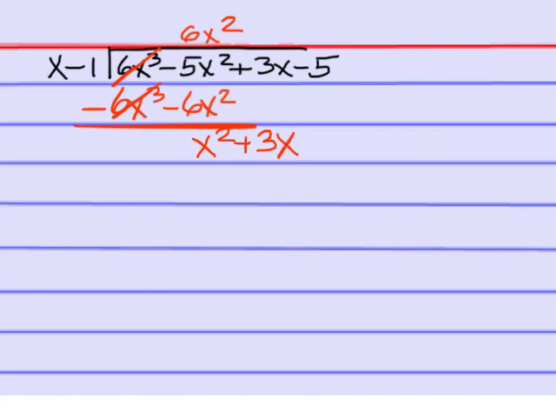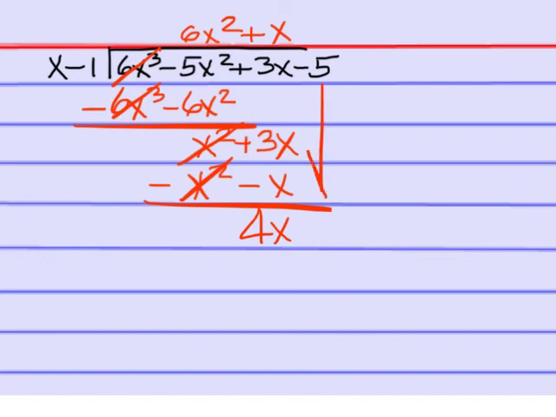And drop the 3x. So now what do I multiply x by to get x squared? That's going to be x. And now go back and multiply x by x minus 1. That's x squared minus x. Subtract. The x squares cancel out. And 3 minus a negative 1 is going to be 4x. And drop the minus 5.